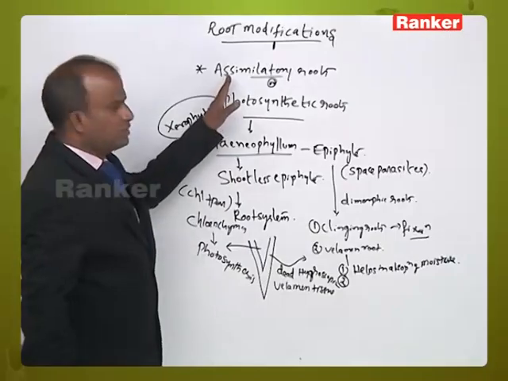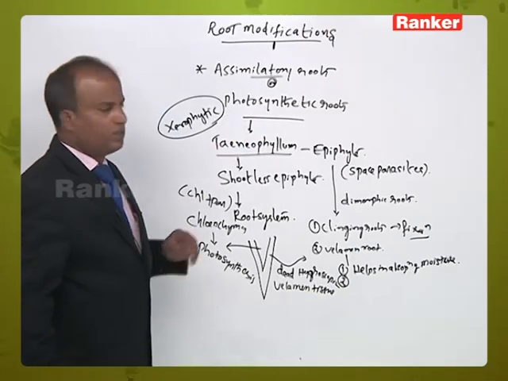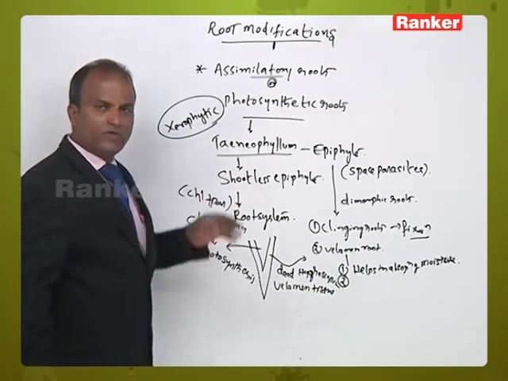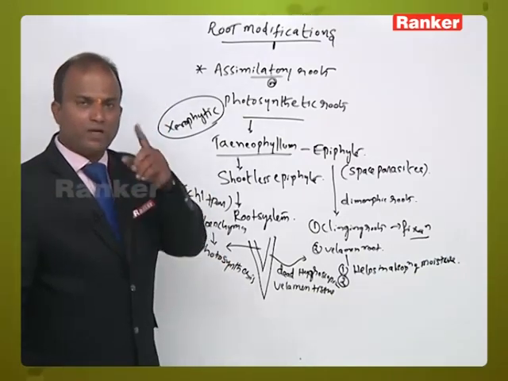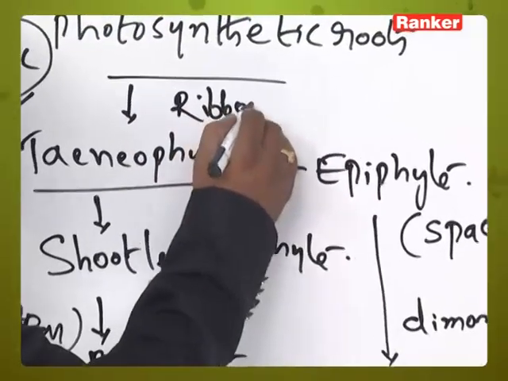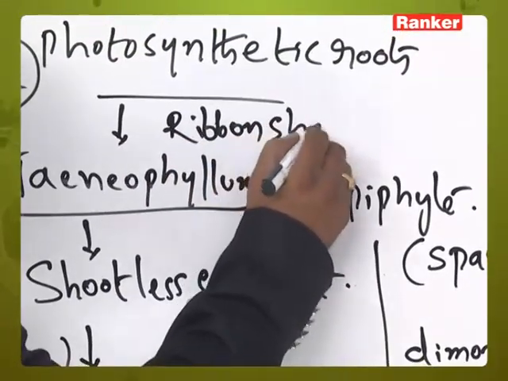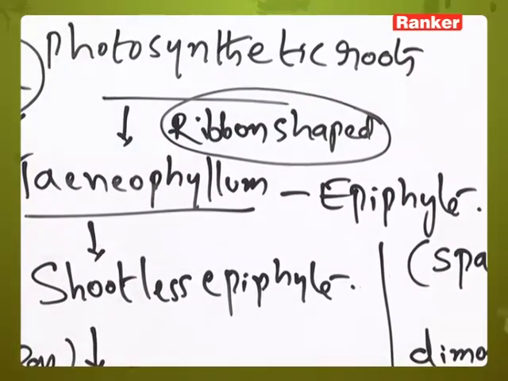Okay. And this is about the assimilatory roots or photosynthetic roots. In Taeniophyllum, the photosynthetic roots are present in which shape? They are present in ribbon shape. Ribbon shaped photosynthetic roots are present in Taeniophyllum.